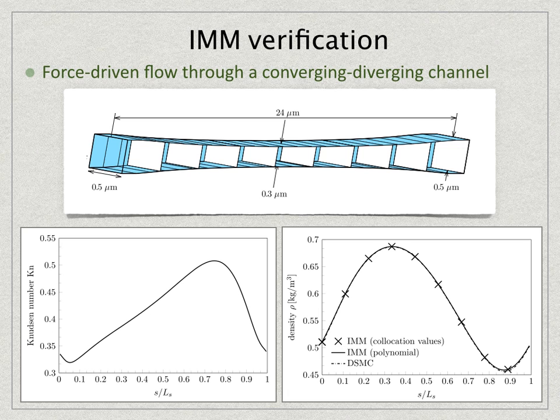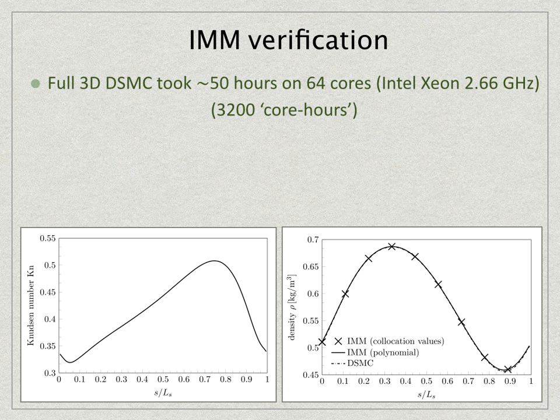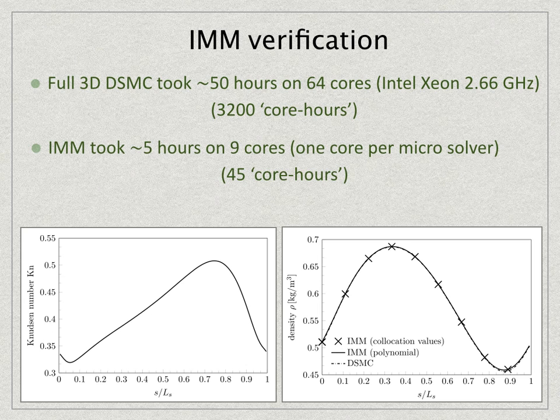Of course, the purpose of doing this is to save computational time. Looking at what the two simulations cost, the 3D DSMC took 50 hours on 64 cores, whereas the IMM took 5 hours on only 9 cores. So in terms of core hours, the IMM is almost 2 orders of magnitude more efficient or cheaper than the full three-dimensional DSMC. So it works, and it saves a lot of computational effort.